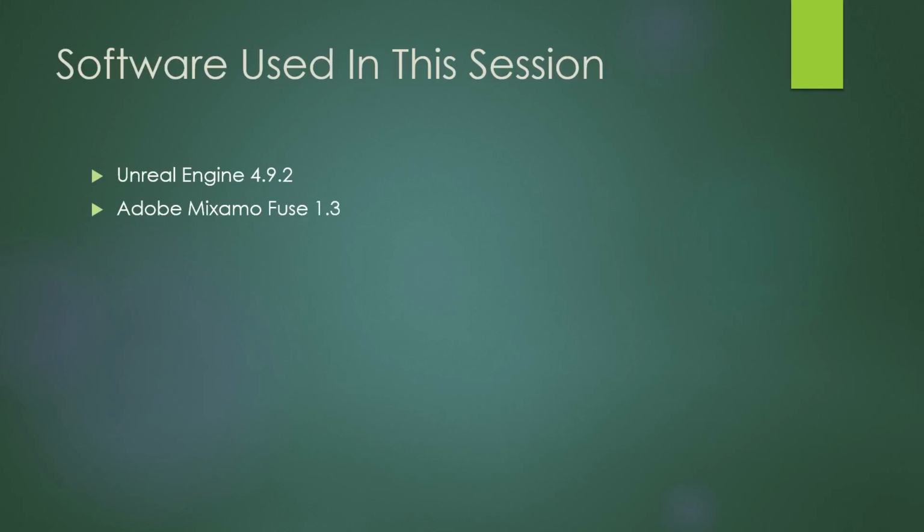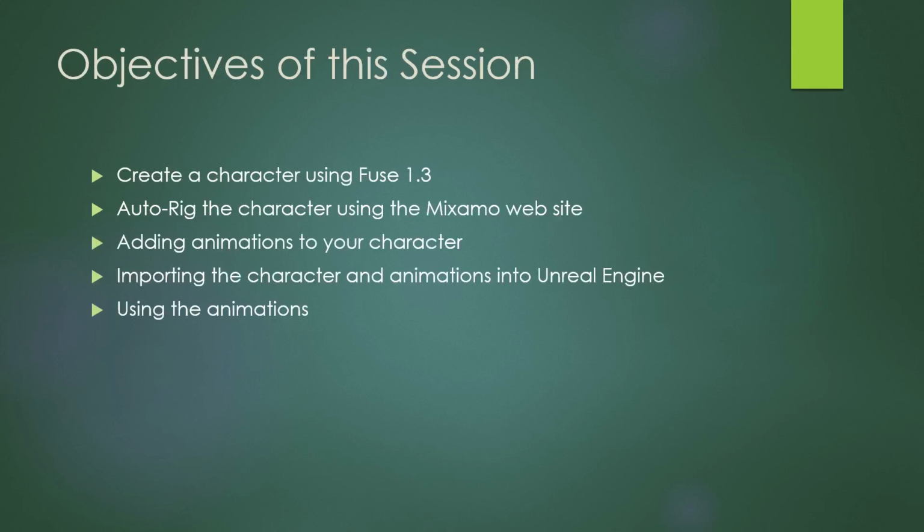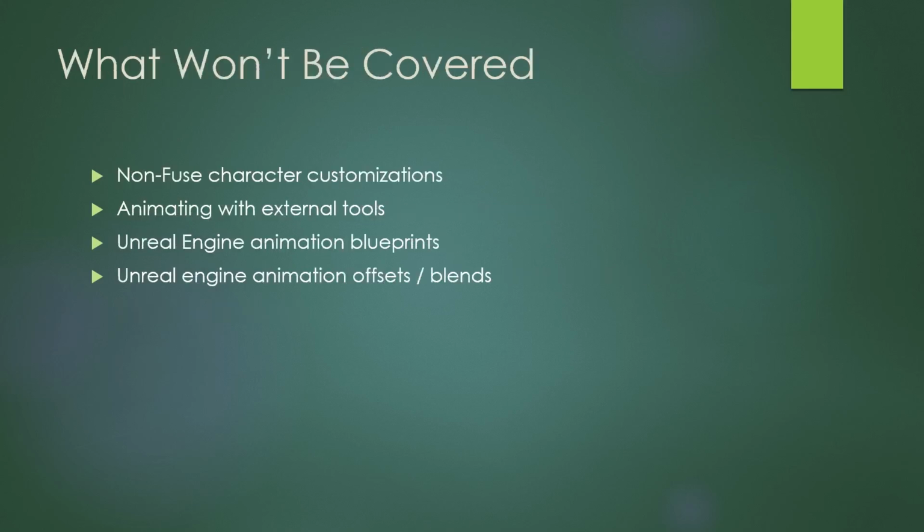Software we're going to use in this session is Unreal Engine 4.9.2, along with Adobe Mixamo Fuse 1.3 and the Adobe Mixamo website. The objectives for this session: we're going to create a character using Fuse 1.3. We are going to auto-rig the character using the Mixamo website. We are going to add animations to your character. We're going to import the character and animations into Unreal Engine 4. And then I'm going to show you how to use the animations.